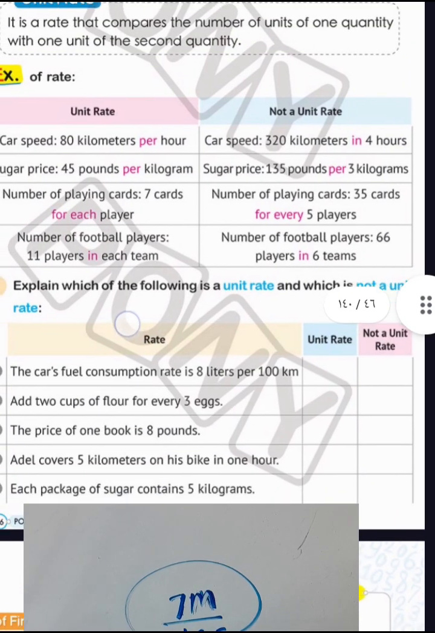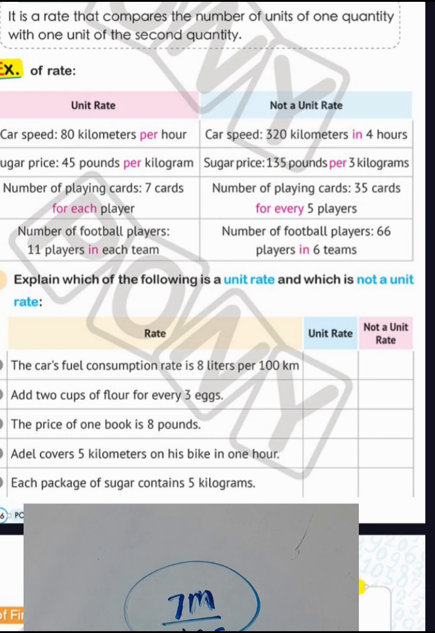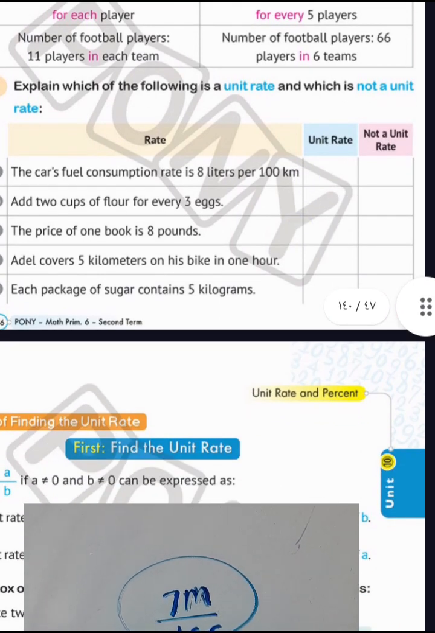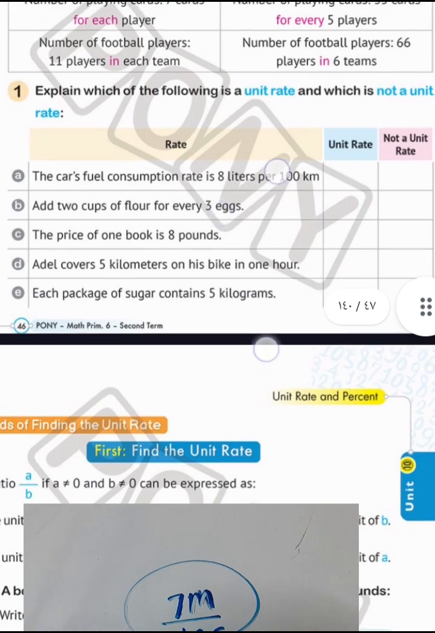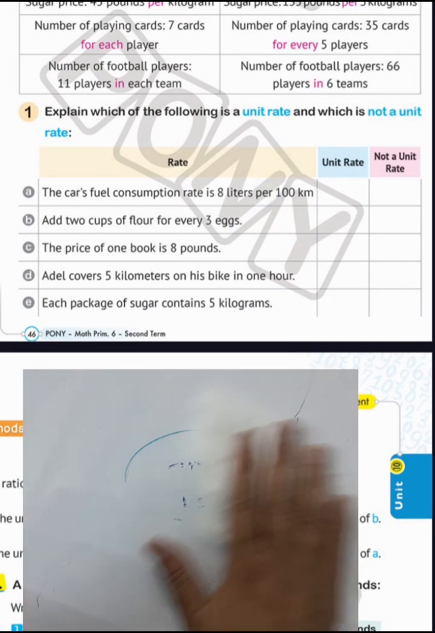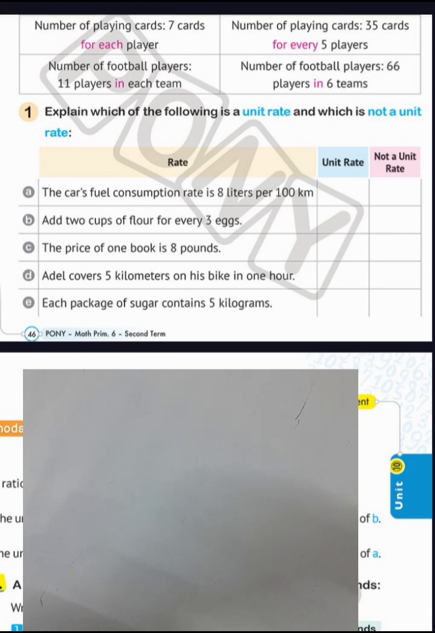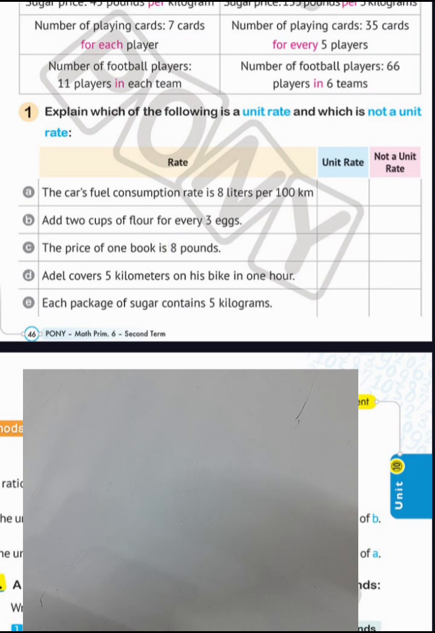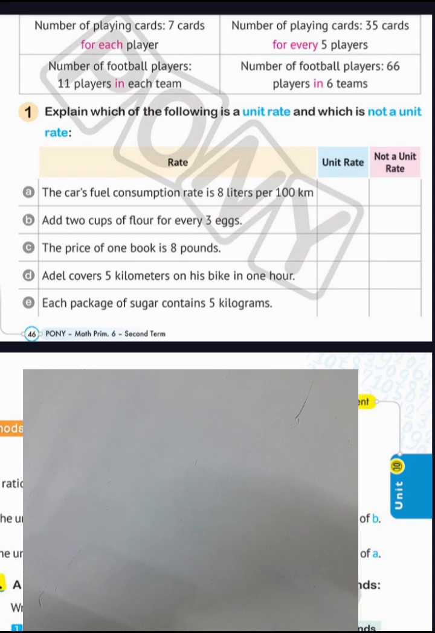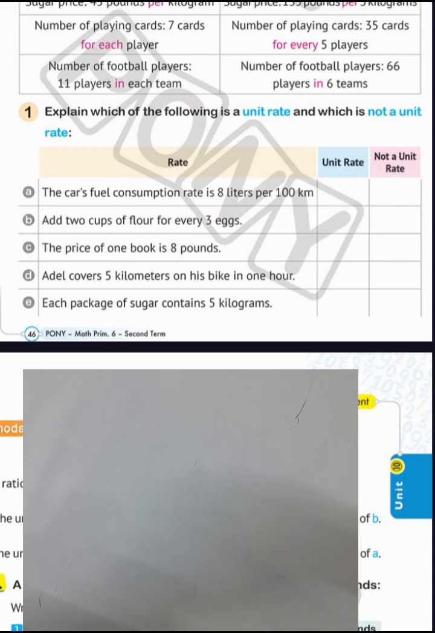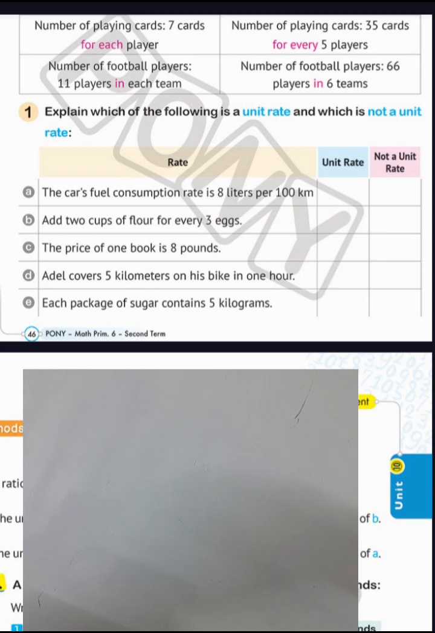And you can solve this example here: unit rate or not. It's very easy to find the result. The car's fuel consumption rate is 8 liters per 100 kilometers. No, it's not a unit rate. Add 2 cups of flour for every 3 eggs. No, it's not a unit rate. The price of one book is 8 pounds. No. Adel covers 5 kilometers on the bike in 1 hour. Yes, it's right. Each package of sugar contains 5 kilograms. No, it's not right.